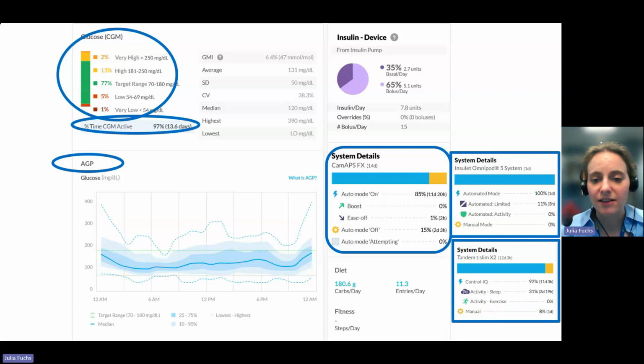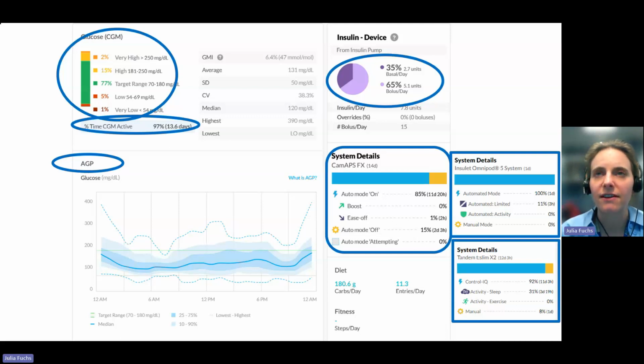So once I've looked at that, so how much auto mode use they're having and whether they're using additional features within the system, I then have a look at the basal bolus split. And here the nomenclature is slightly confusing, and I think down the line we would need to work on how to name these things, because what these terms mean is a bit different depending on what closed loop system you're looking at.